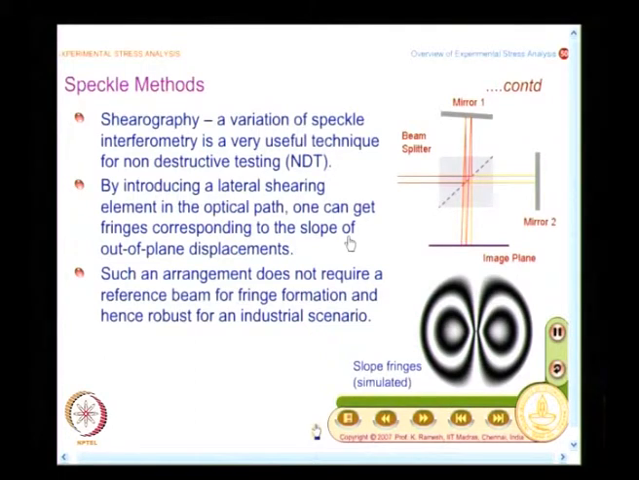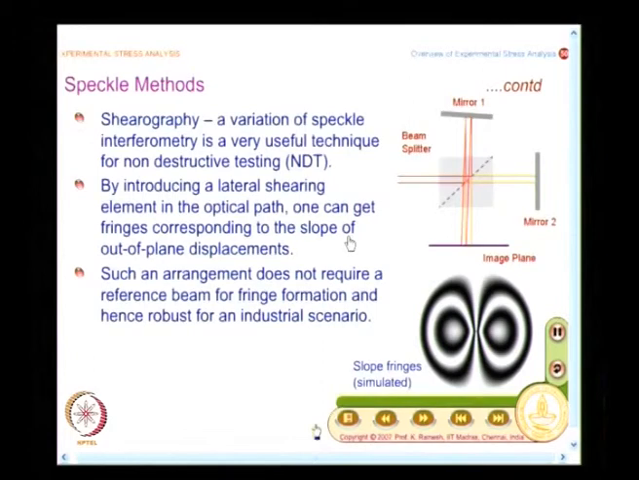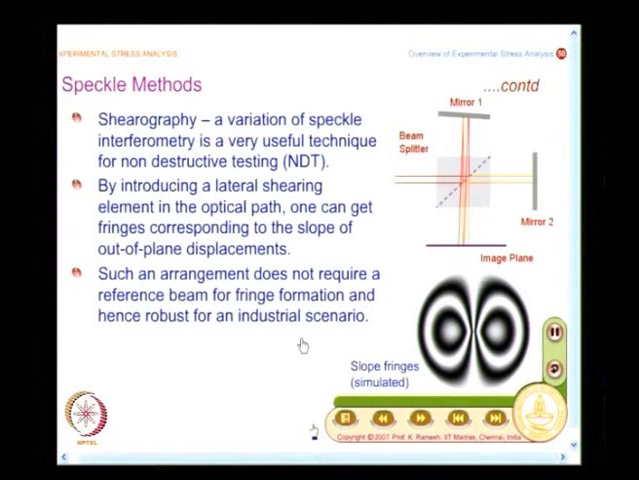So, what you find here is shearography is a robust technique compared to speckle interferometry or hologram interferometry. If you put a shearing element, it makes your life a lot simpler, and you get only slope information. You do not get out of plane displacement. So, that is the difference. It makes your experiment simpler, at the same time gives you a different type of information.